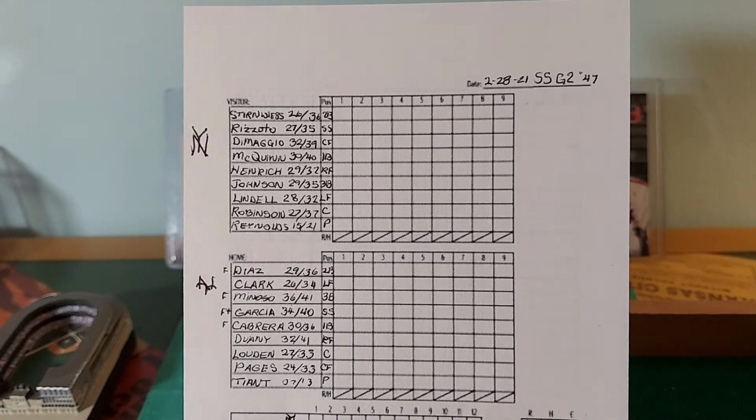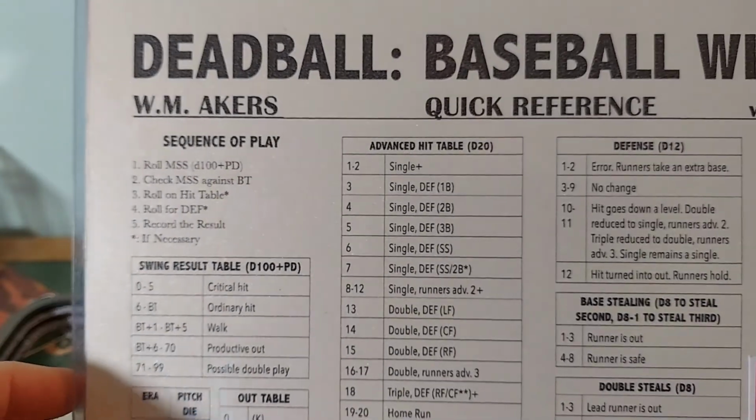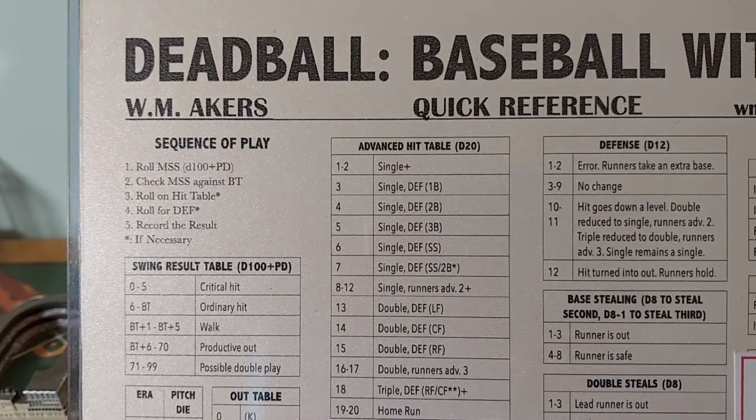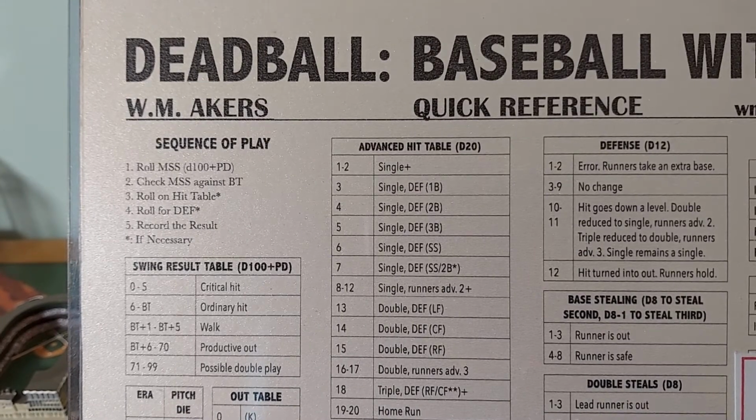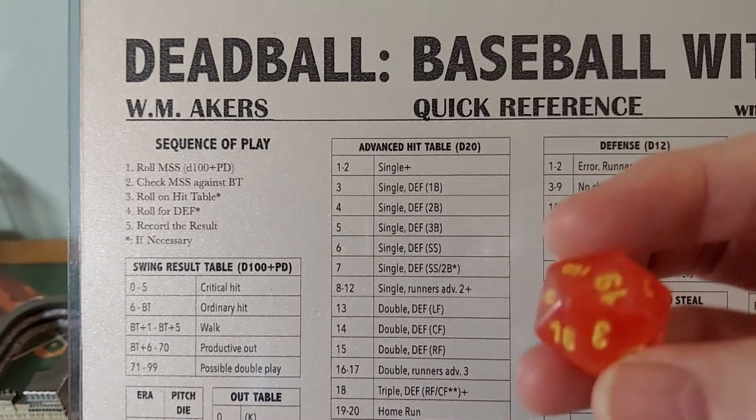So it'd still be a strikeout because you read the 10-sided die. But your final modified score, MSS, is 73 in that situation. If a batter gets a hit, then you go to a hit table, and that is this from the quick reference guide. You roll a 20-sided die to determine the type of hit, and that's, of course, this 20-sided die.